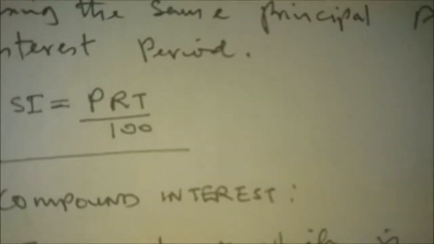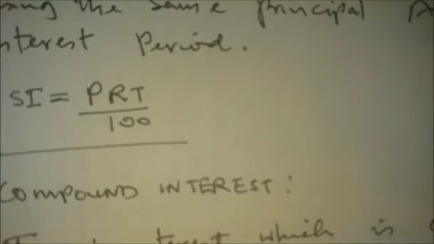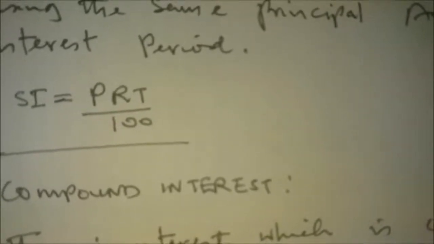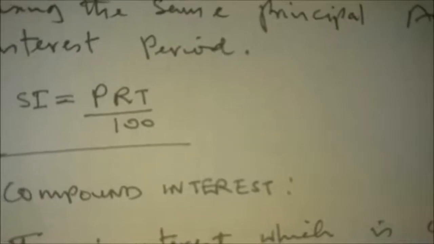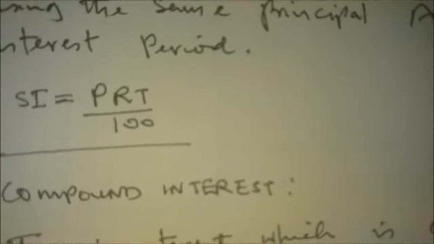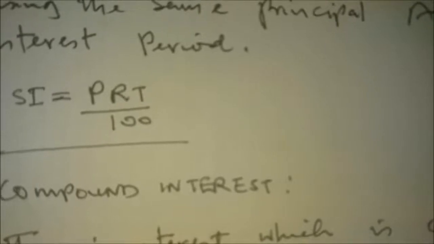Interest period simply means the number of times interest is calculated. If interest is calculated every 6 months, then it means in 1 year we have 2 interest periods. So in 2 years there will be 4 interest periods, and that will be the value of T.